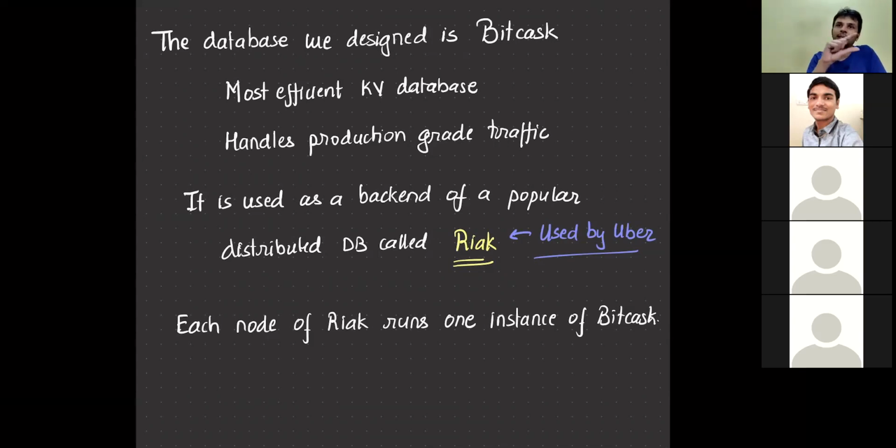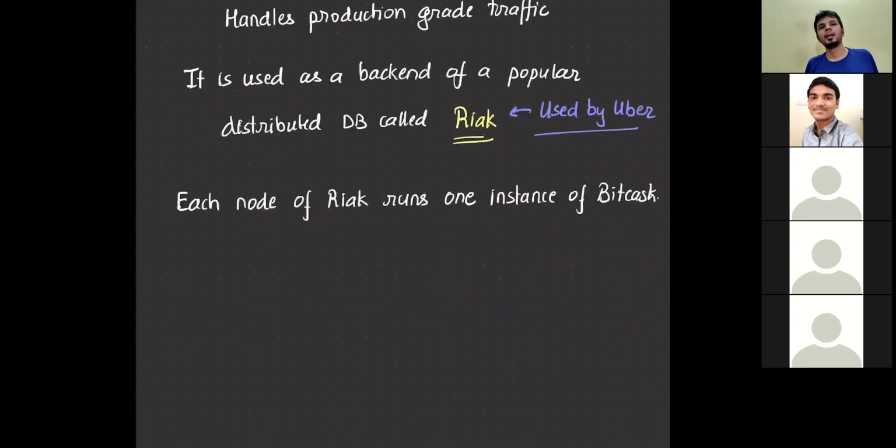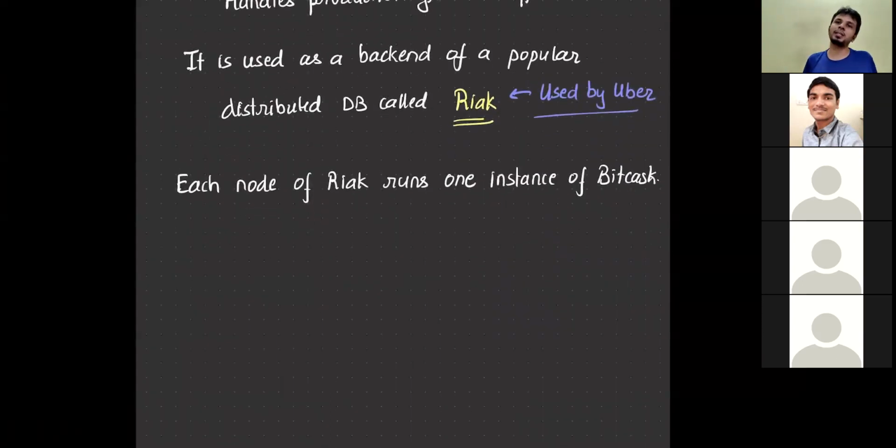So with that one instance of Bitcask, the whole file and storage happens locally. All the keys of that one instance of Riak are stored in memory, and then you have multiple such instances. This is what Uber uses to run their main primary driver or ride platform. As they mentioned in their blog post, they're using Riak backed by Bitcask. So each node of Riak runs one instance of Bitcask.